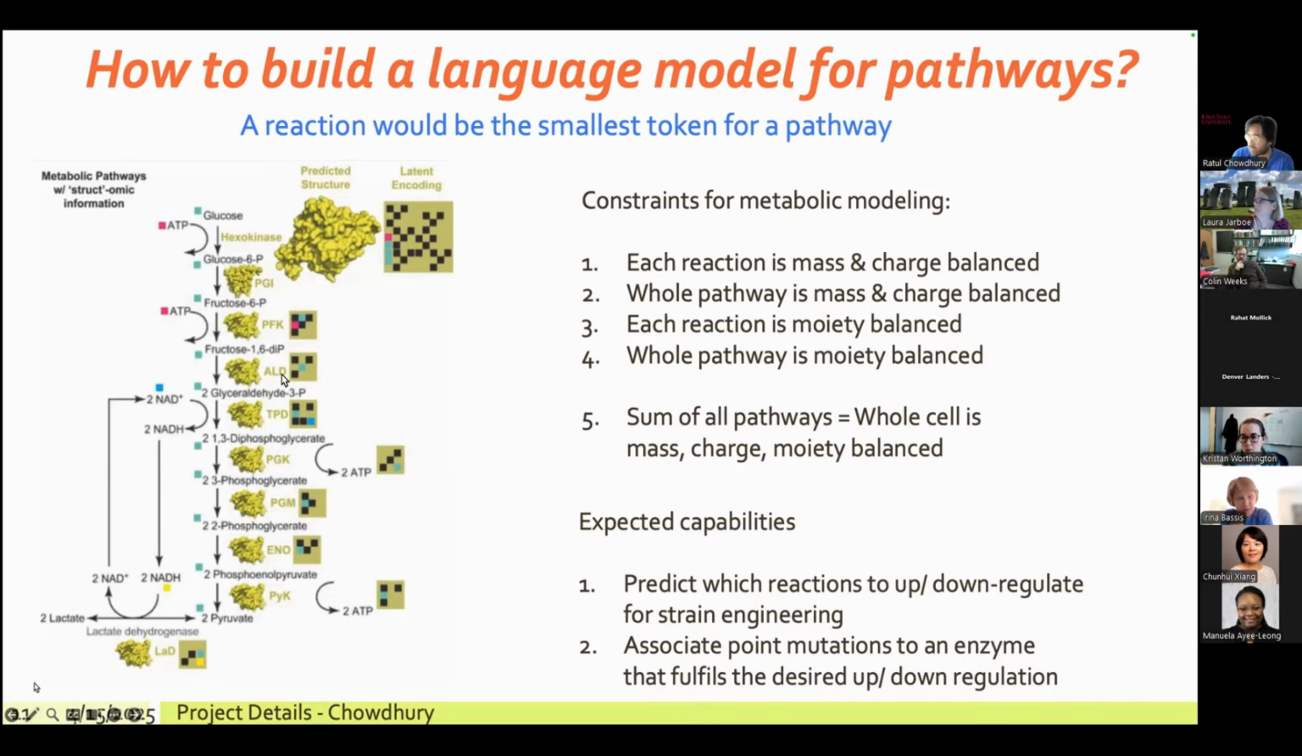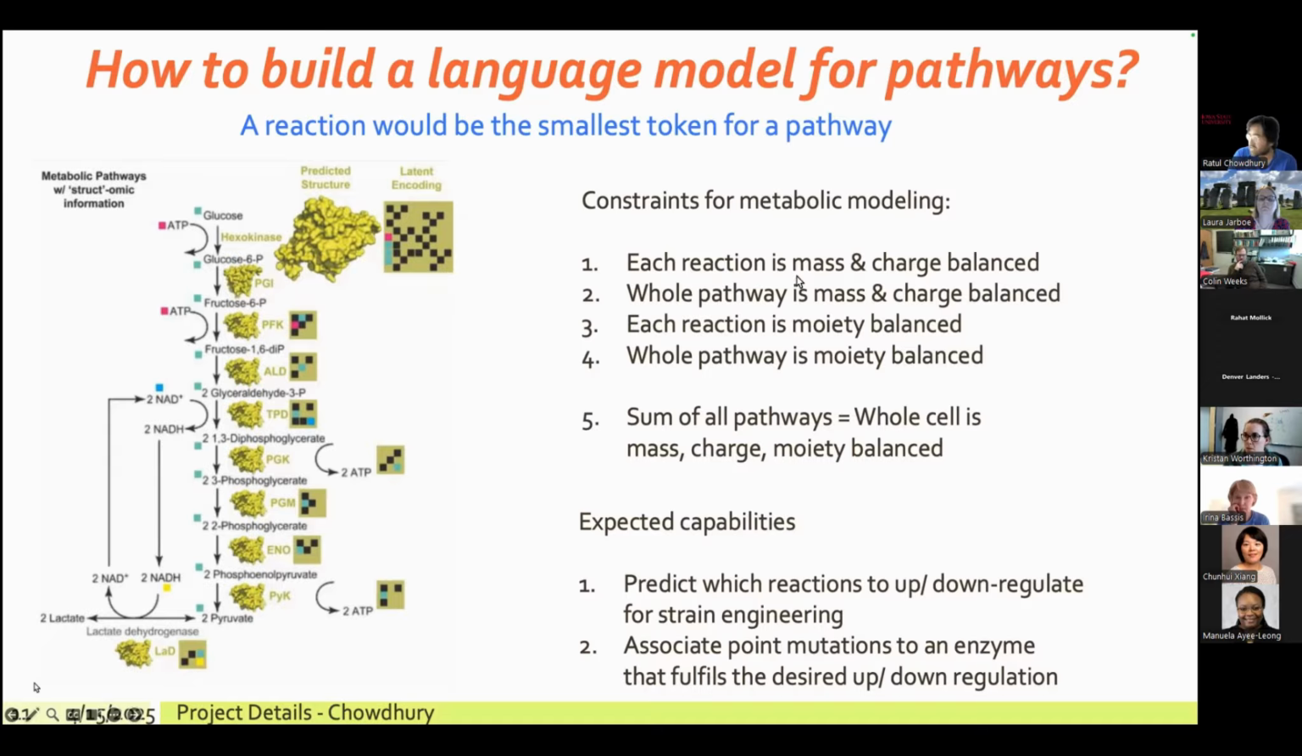To form a word or form a sentence. So the good thing about this is that for metabolic pathways, every reaction is mass and charge balanced. So we should be able to impose this criteria to make sure that it's not predicting something random. It should not predict that glucose plus ATP gives me a fructose 1,6-diphosphate. It does not adhere to mass balance. It has to go through these intermediate reactions and an extra ATP.